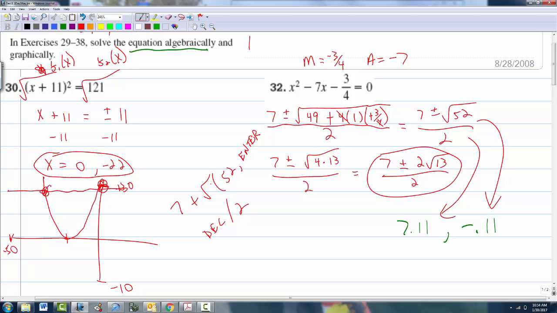And then identify those points. This one was negative 22, 121. And this one was 0, 121. That's all I would need.